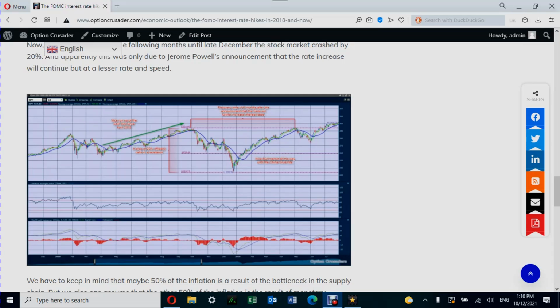I want to share my thoughts on the FOMC interest rate hike in 2018.